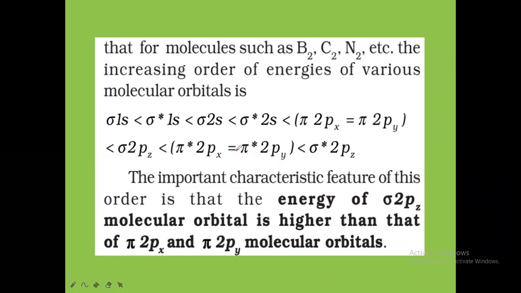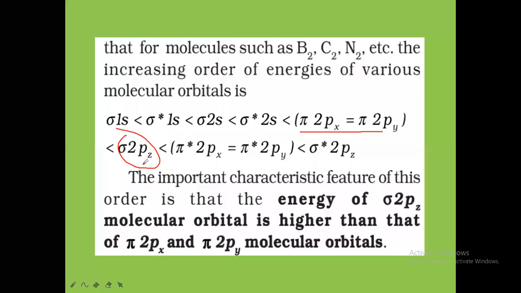Why is this order there in this case? Because the 2s orbitals intermix with the 2p orbitals. The energy gap between 2s orbitals and 2p orbitals is less in these molecules. Because of the small energy gap, they combine and intermix with each other, repulsion takes place, and the sigma 2pz gets more energy than pi 2px and pi 2py because of the mixing of 2s and 2p orbitals in the nitrogen molecule.